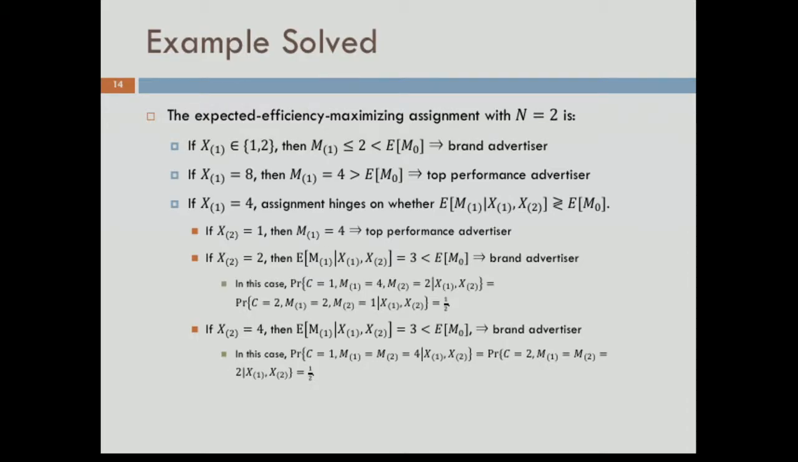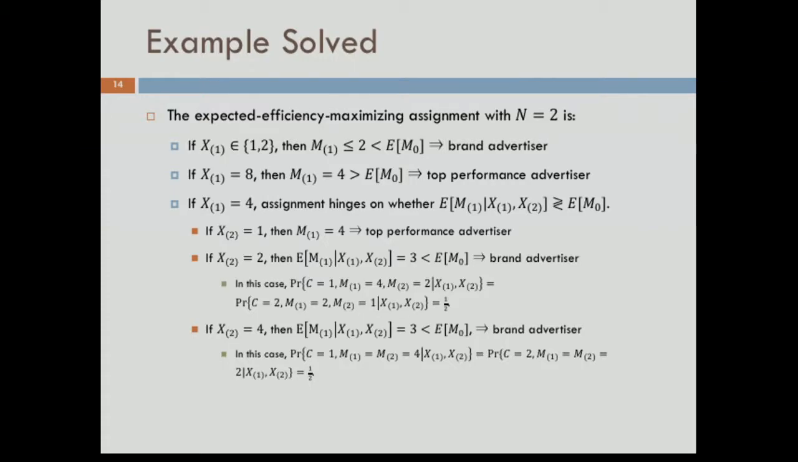It's a bit ugly. The expected efficiency maximizing assignment with 2 bidders is that if the higher or the lower value, if x1 is between 1 and 2, and I've forgotten what notation I'm using, I think this means the larger of the 2 x's for the brand advertiser is either 1 or 2. That means that M1 is less than or equal to 2, and that's less than the expected value of M0. So if the high bid is 1 or 2, we should give it to the performance advertiser.